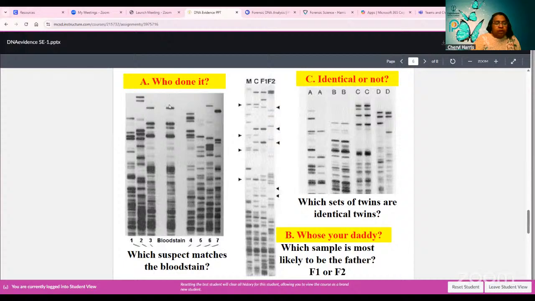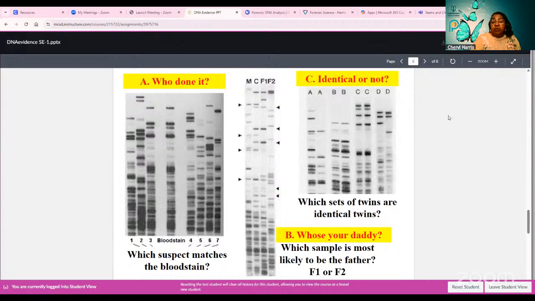Again, with this one, the blood stain is the one in the middle. So you're trying to figure out which bands or which alleles are most similar to the one in the middle. All right. The strip for B, you have the mother, the child, and then you have two suspect fathers. So you have to figure out who's the father. Again, the first one is the mother, then the child, and then father one and father two.